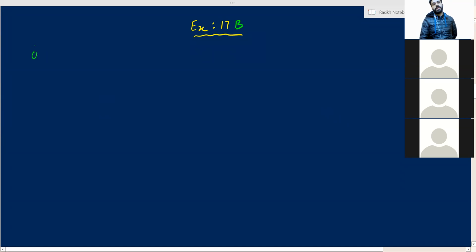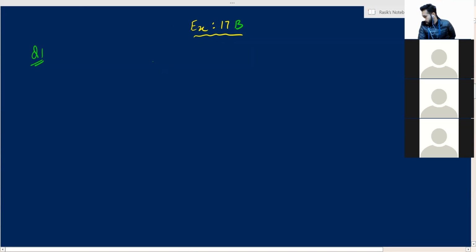So exercise 17b, question number 1, we have to construct a parallelogram. We will be using the properties of parallelograms and all the types of parallelograms, rhombus, square, rectangle, to construct these shapes. Okay, so get ready, all of you.